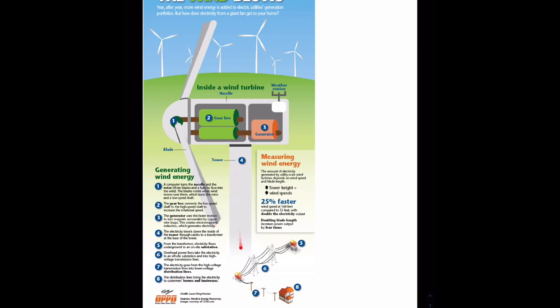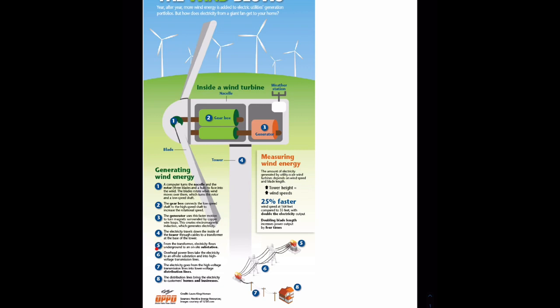4, we have the tower. The electricity travels down the inside of the tower through cables to a transformer at the base of the tower. We have a tower and we have a grid actually to collect the electricity to spread it all over the town or the city or whatever.